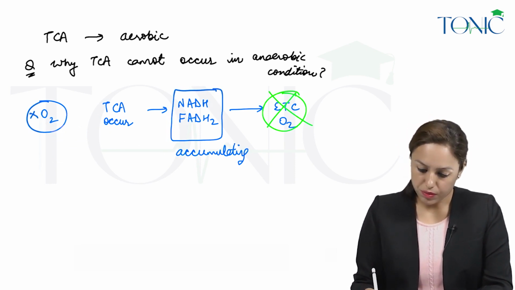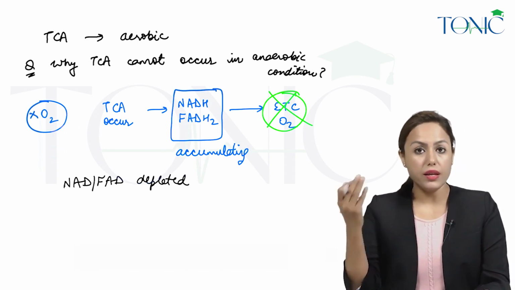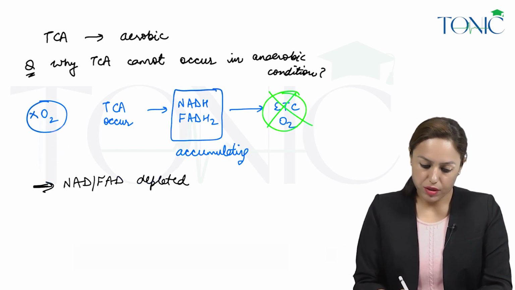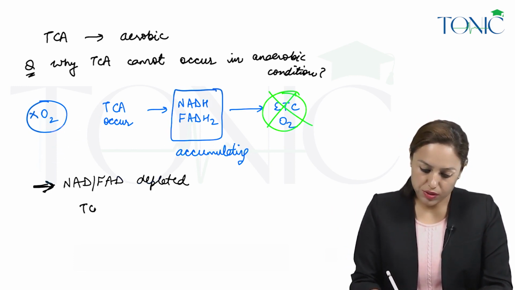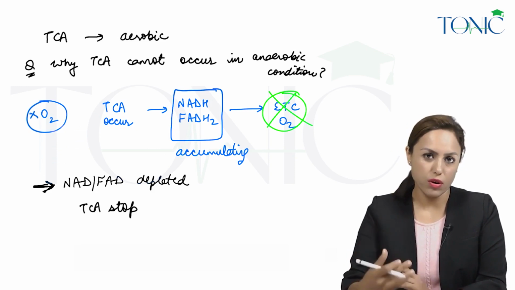So what will happen? NAD and FAD are depleted. Obviously, if NADH and FADH2 are accumulating, it means NAD and FAD are depleted, right? They are depleted, so TCA will stop, because TCA requires NAD and FAD to work, right?